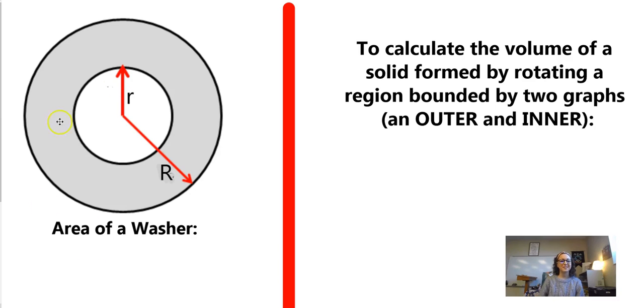All right, force pause on your screen. Can you just copy the picture of the washer that I have on the left, labeling the little radius, little r, and the big radius, capital R? All right, so first we better figure out what a formula is for the area of these washers because we're going to end up summing up an infinite number of them, right?